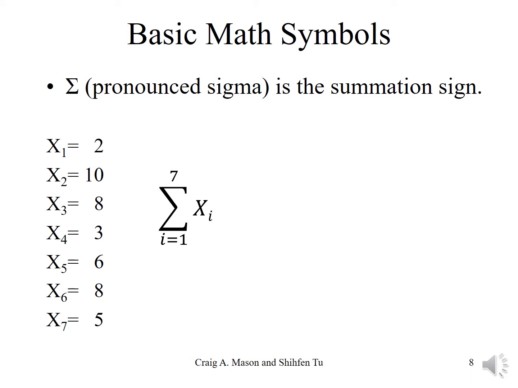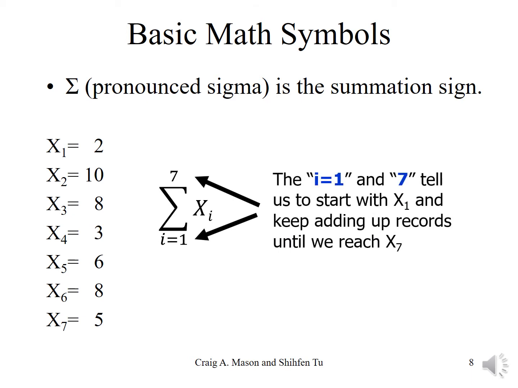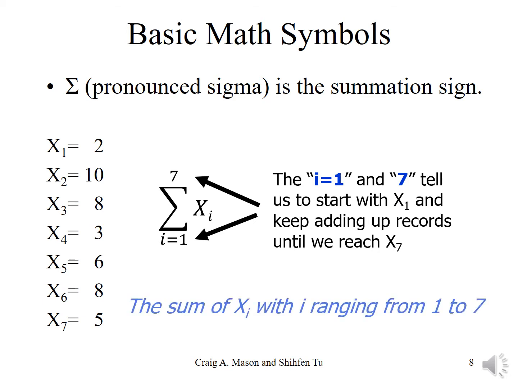You may see it written with I equals something immediately below the sigma sign and some numeric value or symbol immediately above the sigma sign. This just tells you which specific cases to add up. In this example, we're adding up values for X sub I ranging from I equals 1, or the first case, to I equals 7, the 7th case. You may describe this as the sum of X sub I with I ranging from 1 to 7.